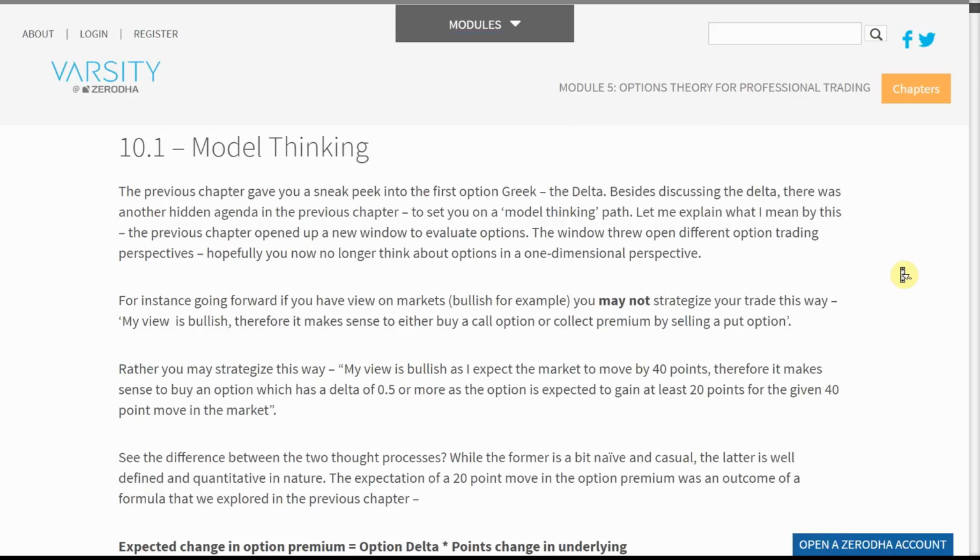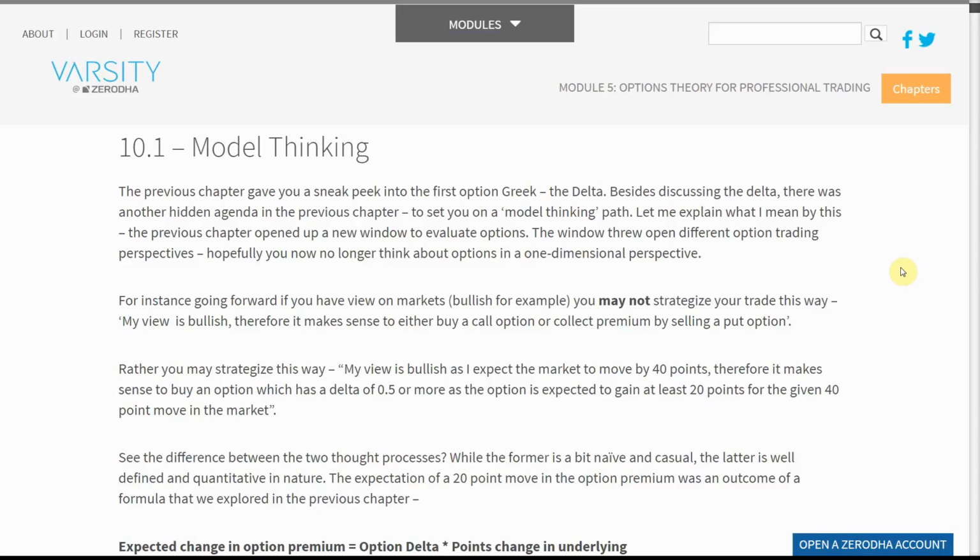10.1 Model Thinking. The previous chapter gave you a sneak peek into the first option Greek, the delta. Besides discussing the delta, there was another hidden agenda in the previous chapter: to set you on a model thinking path. Let me explain what I mean by this. The previous chapter opened up a new window to evaluate options. The window threw open different option trading perspectives. Hopefully you now no longer think about options in a one-dimensional perspective.